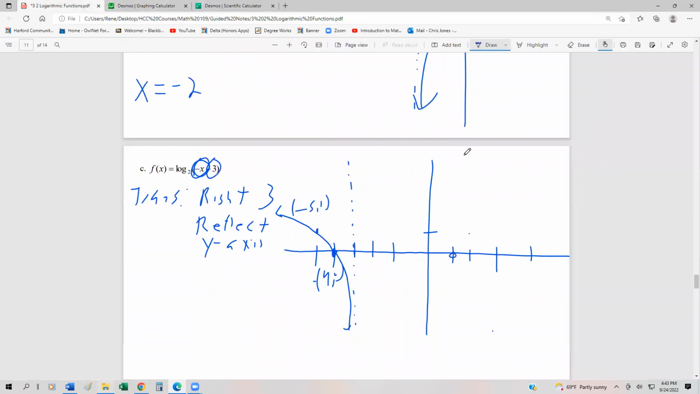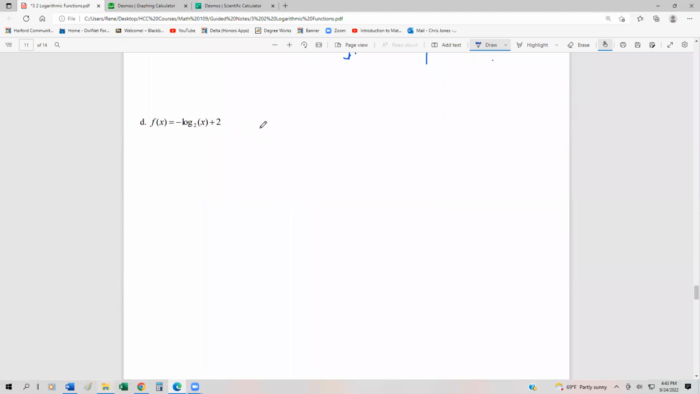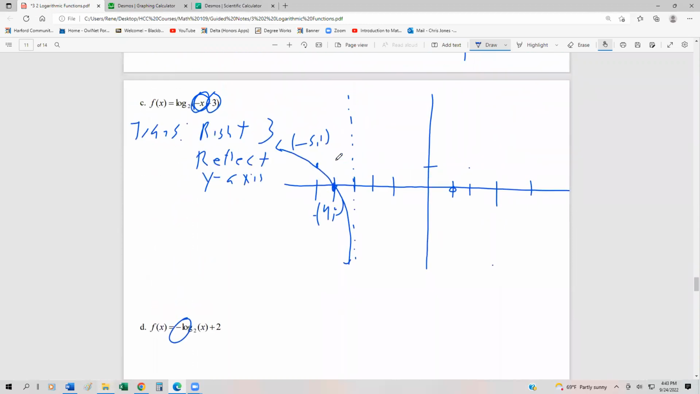The last one that we have is this negative log x plus 2. Order of operations says we need to multiply before we add. So what we're going to do is just reflect this first of all. Oh, and I'm sorry, before we do that, we have to do domain, range, and all that stuff.